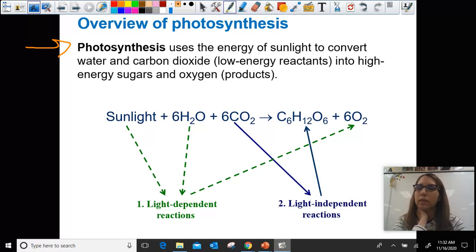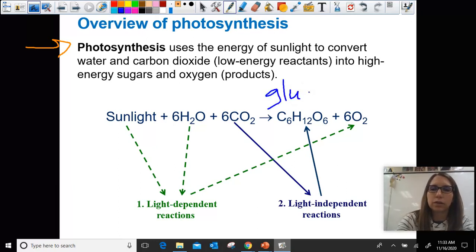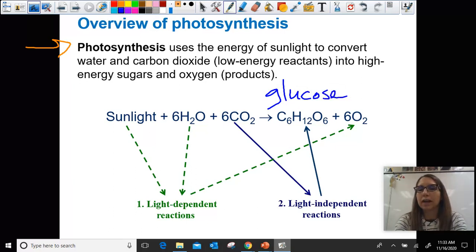Okay. So in terms of the overview, when we think about photosynthesis as a whole, we're using sunlight, solar energy, to convert water and carbon dioxide into sugars and oxygen. And when we talk about sugars, the main sugar we're always going to be referring to here is glucose. Okay, so that's your C6H12O6, and I'll write that here also. So this is glucose.